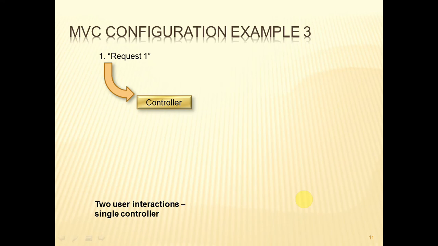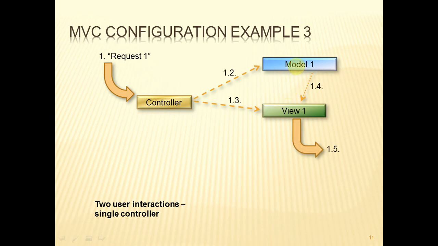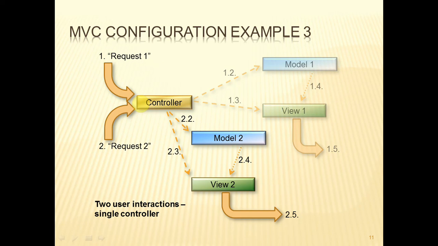Another example, request 1 comes in. The controller will activate the model and then the view that relates to that request. Then a different request comes in to the same controller, and this time, having distinguished that it's a request type 2, it will activate a different set of model components and view components. So we can see here then that we could have, in this particular example, a controller that interacts with the user, receives all the requests that come in, and will then activate a different set of model and view components depending upon which request has been received.